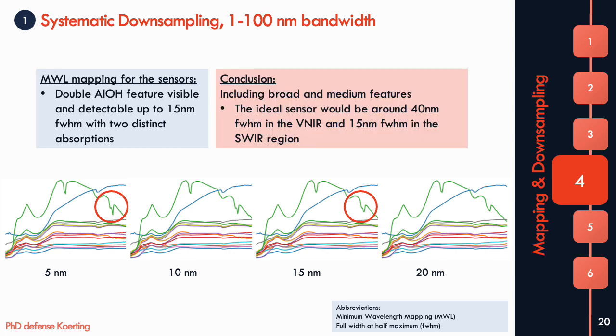So this leads me to the conclusion that by including broad features in the Venier and the medium and narrow features in the sphere, an ideal sensor would be around 40 nanometers in the Venier and 50 nanometers in the sphere region.